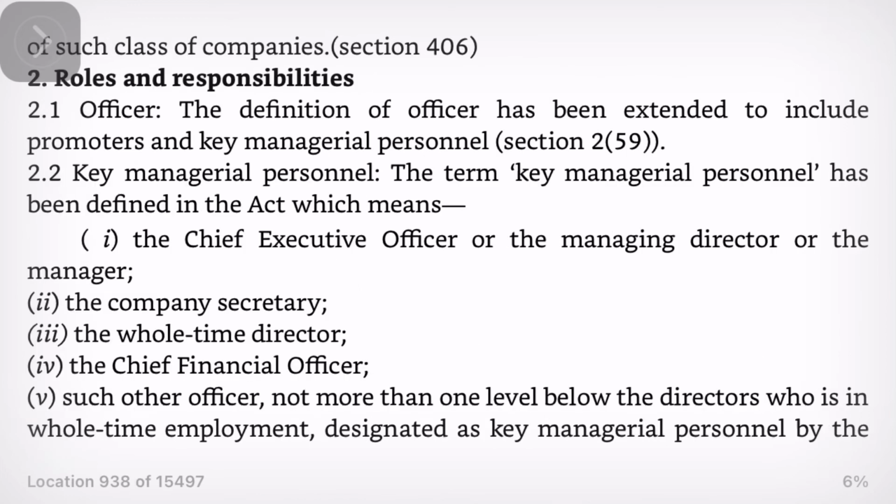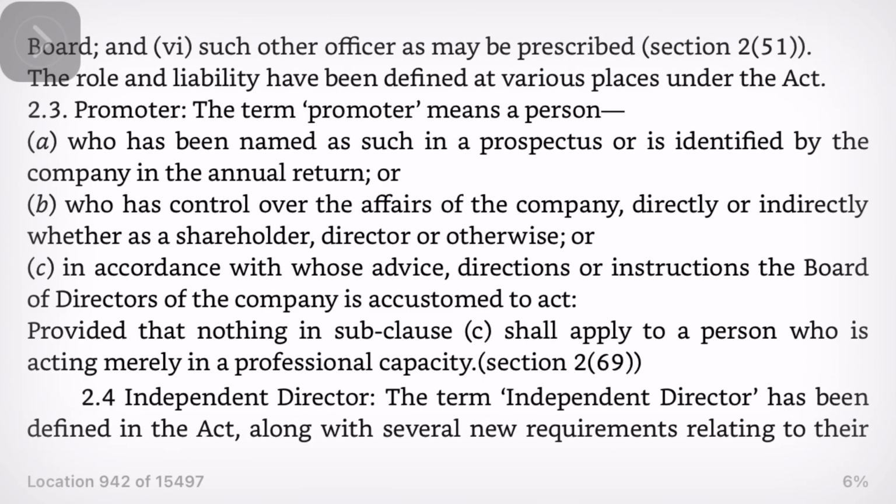Section 406. 2. Roles and responsibilities. 2.1 Officer. The definition of officer has been extended to include promoters and key managerial personnel. Section 2(59). 2.2 Key managerial personnel. The term key managerial personnel has been defined in the Act, which means: i. the chief executive officer or the managing director or the manager; ii. the company secretary; iii. the whole-time director; iv. the chief financial officer; v. such other officer, not more than one level below the directors, who is in whole-time employment, designated as key managerial personnel by the board; and vi. such other officer as may be prescribed. Section 2(51). The role and liability have been defined at various places under the Act.